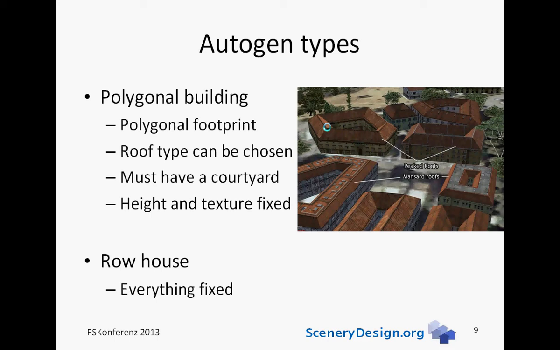Then another type of Autogen object that's available is a polygonal building, which is new in Flight Simulator X. So that means that the footprint of your building doesn't have to be rectangular anymore, but it can be any shape basically. And you can still choose what kind of roof type you want. It's usually a combination of how many floors and type of roof. That's what you choose.